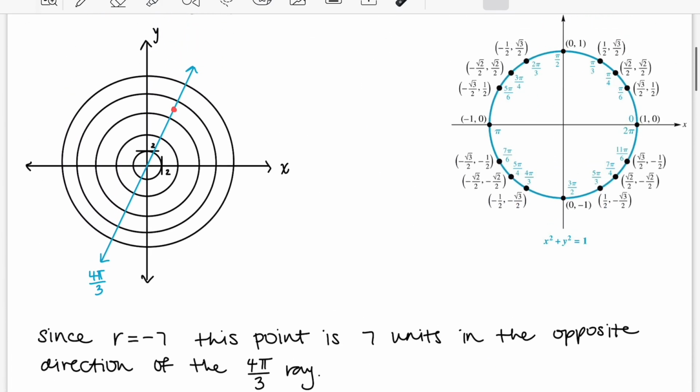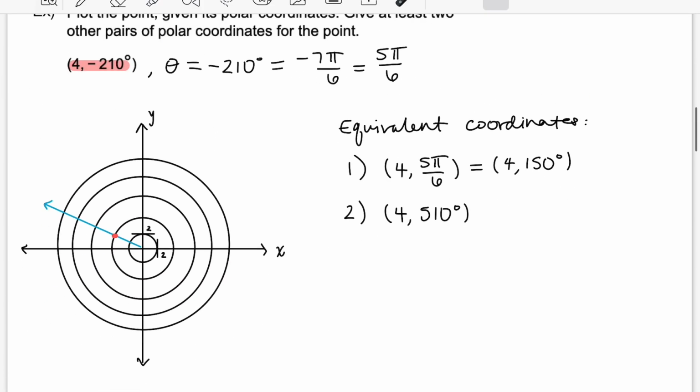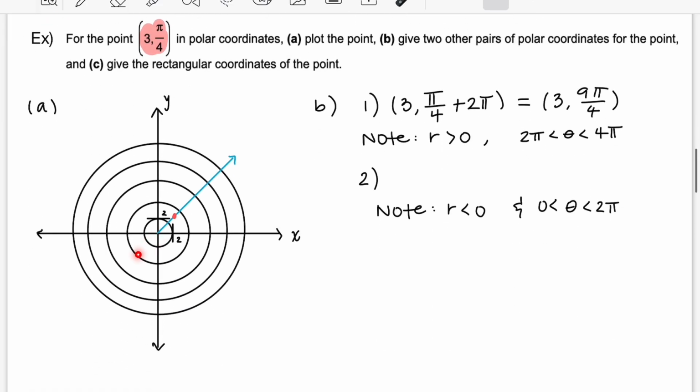That ray would be 5 pi over 4. It's in the exact opposite direction as pi over 4. So if we started with this ray, and then we said the radius were minus 3, what we'd have to do is we would start with this ray at 5 pi over 4, and then since the radius is minus 3, the distance from the origin would be 3 units in the opposite direction of this ray here.